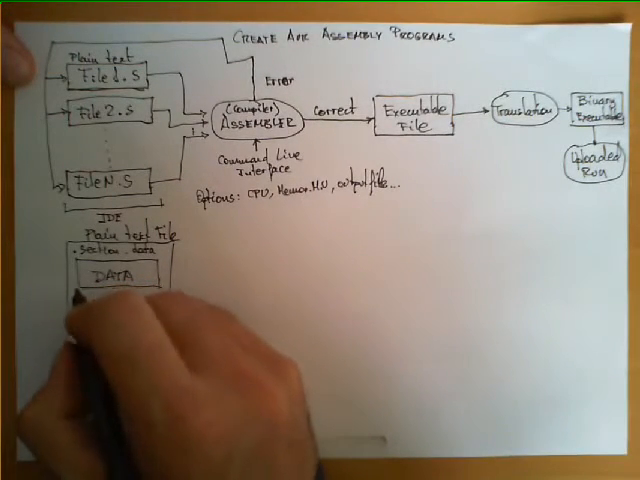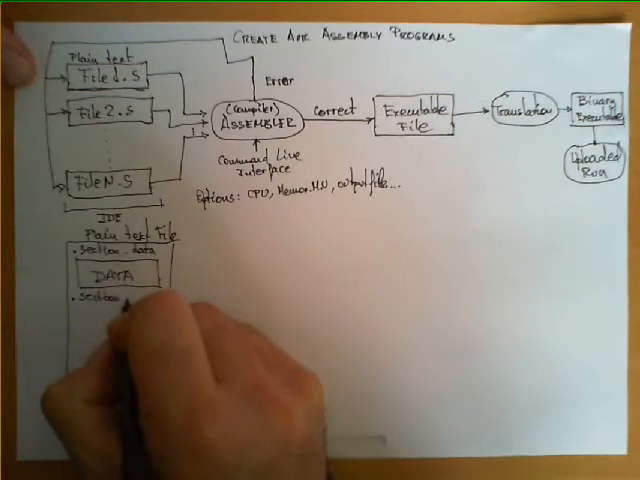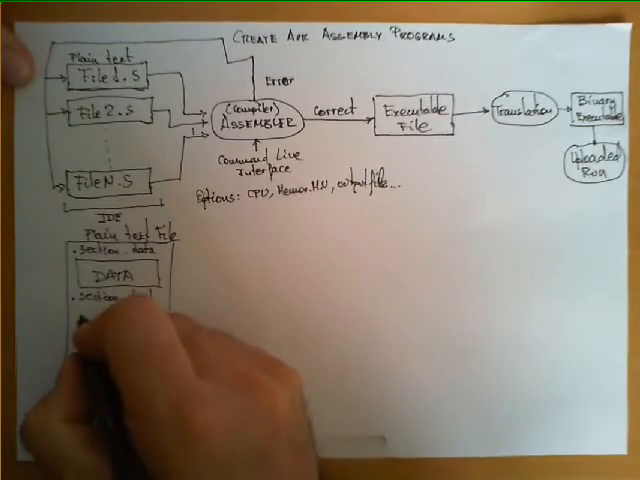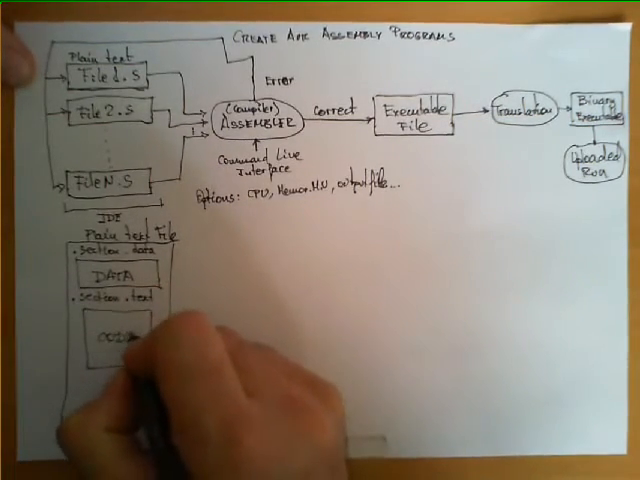Whenever the assembler finds the line saying .section .text, what we're saying is that the following text in this file will contain the code.